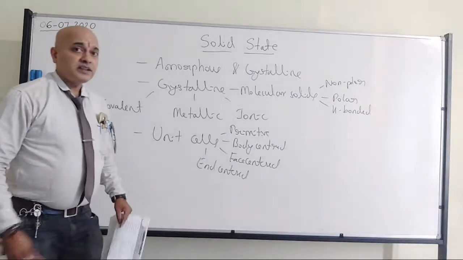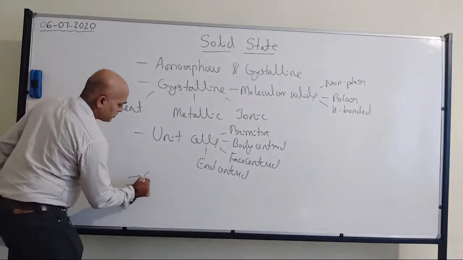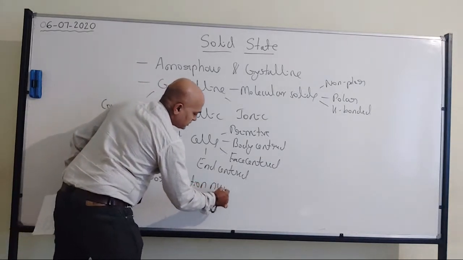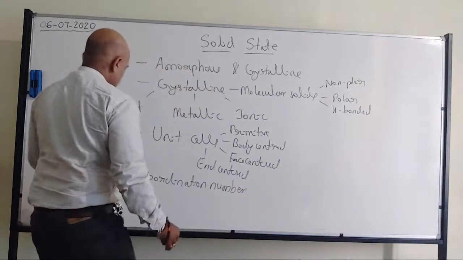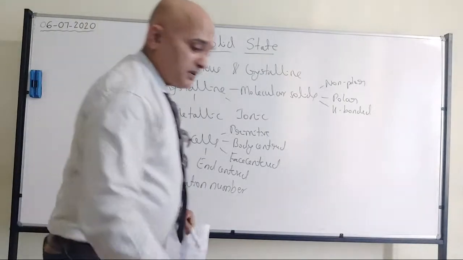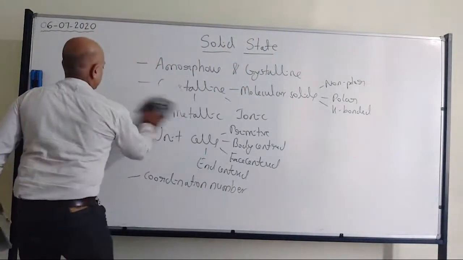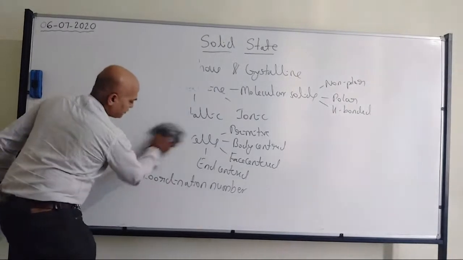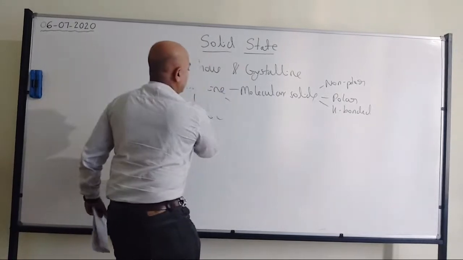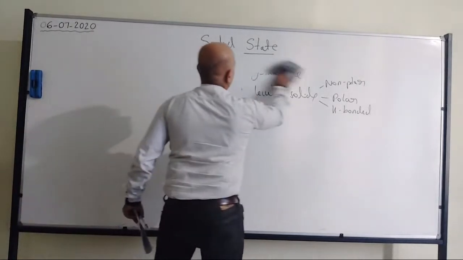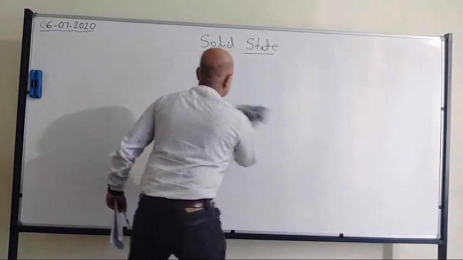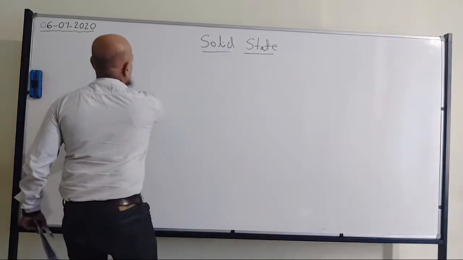Fine. Now along with that you should know about the coordination number. On this you can expect the question in your competitive exams. So what do you mean by coordination number? Coordination number is nothing but with how many atoms a particular atom or molecule is going to interact in a crystal structure. That is called the coordination number.